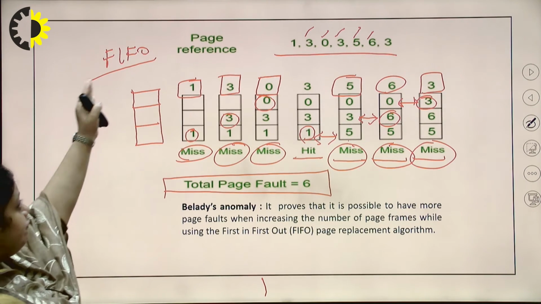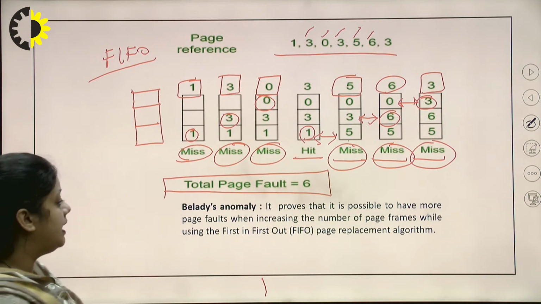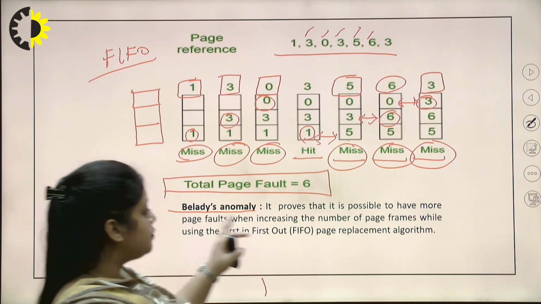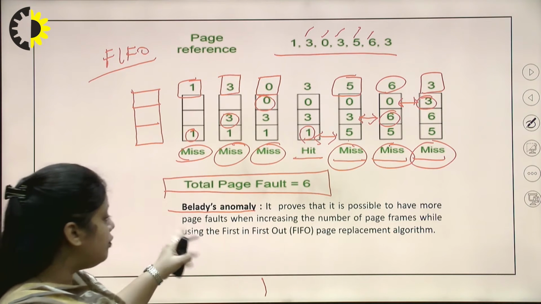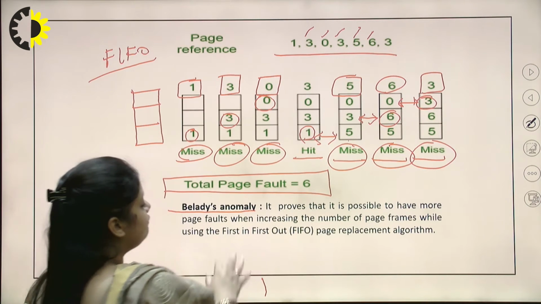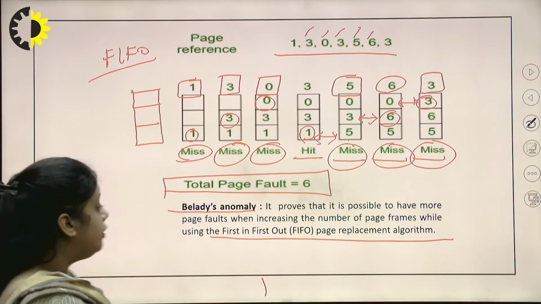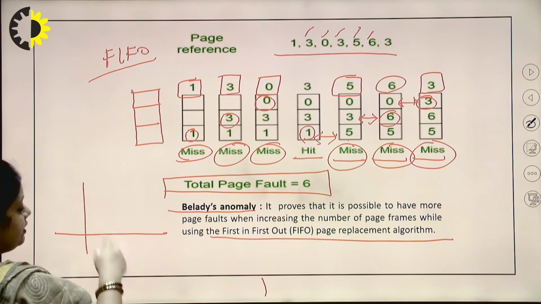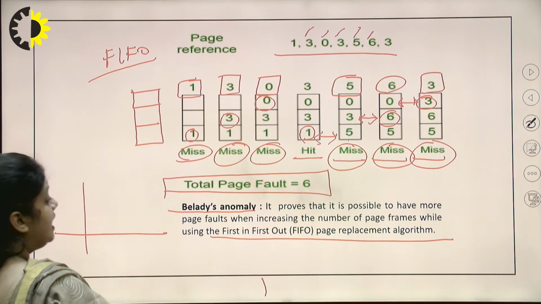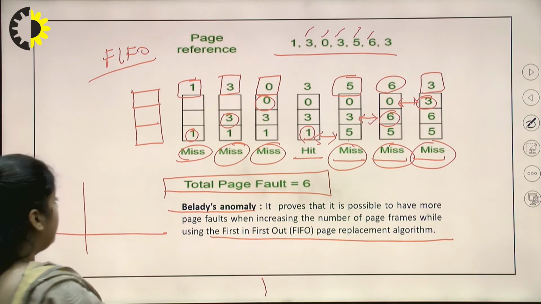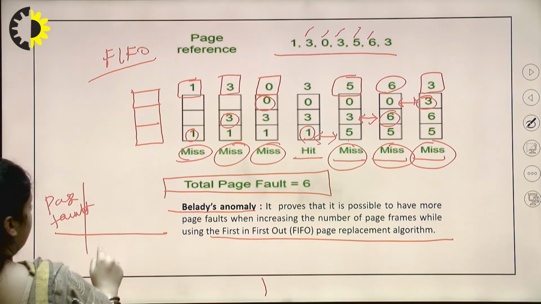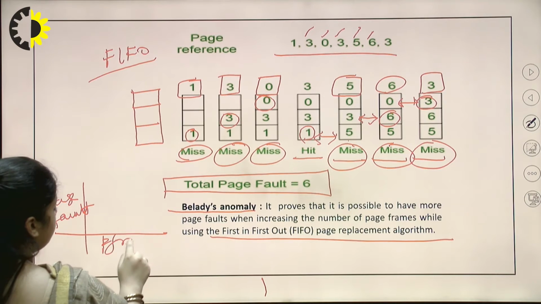Now, in first in, first out, there is an anomaly which is known as Belady's anomaly. Belady's anomaly states, and it is proved, that it is possible to have more page faults even on increasing the number of page frames while using the first in, first out page replacement algorithm. Usually what happens is that when I am increasing the number of frames, the page faults decrease. But so if I have my page faults and these are my page frames.